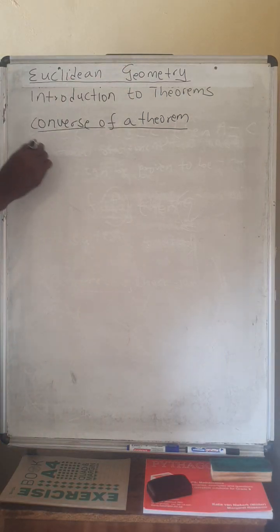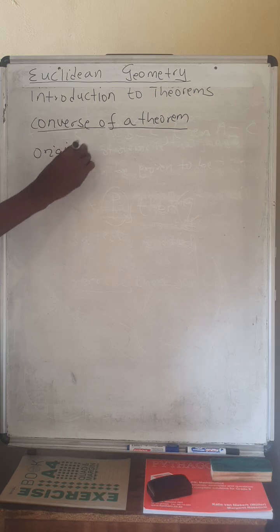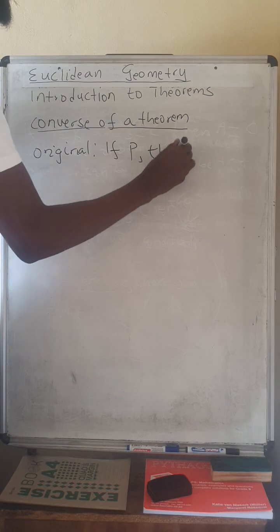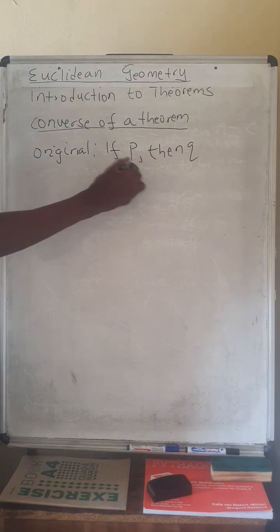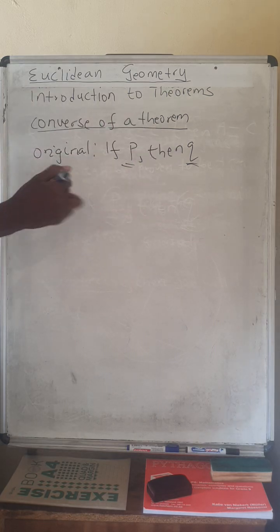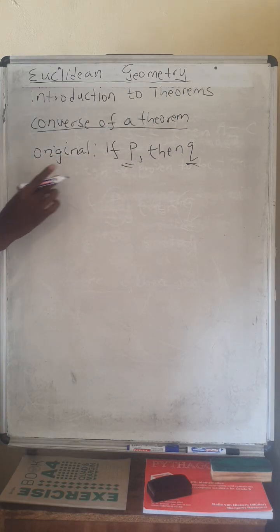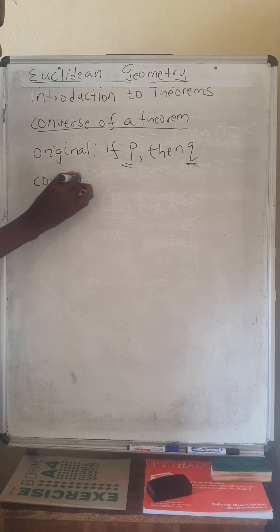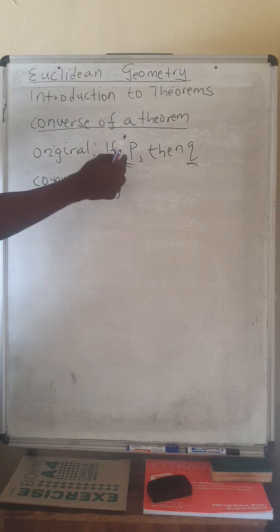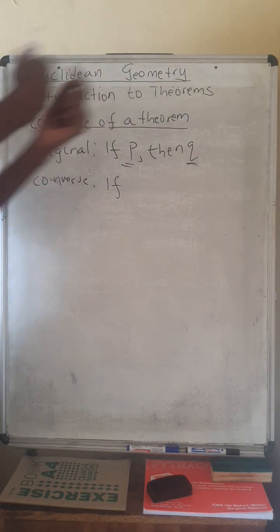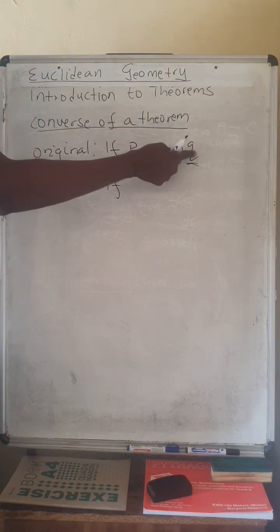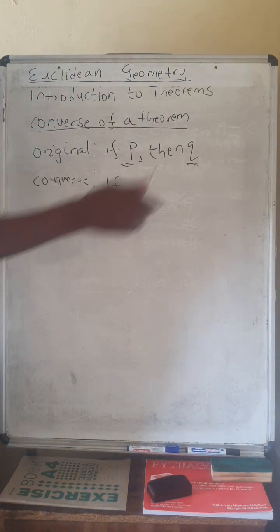Let us say, for instance, the original theorem states that if P, then Q. In this case, we can see that the condition is P and the conclusion is Q. So this is the original theorem. If I want to get the converse, remember I said the condition and the conclusion must be swapped. It means they must be interchanged. Where there is P, I must have Q. Where there is Q, I must have P. So they will just be switched.